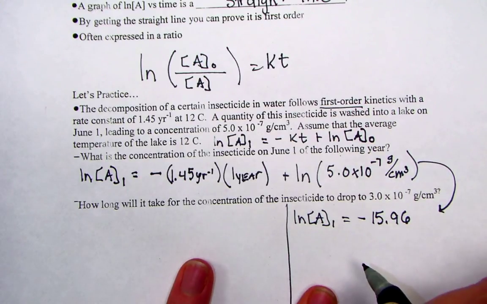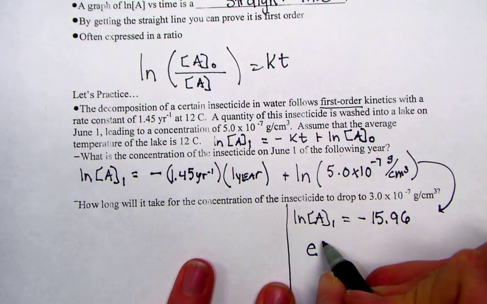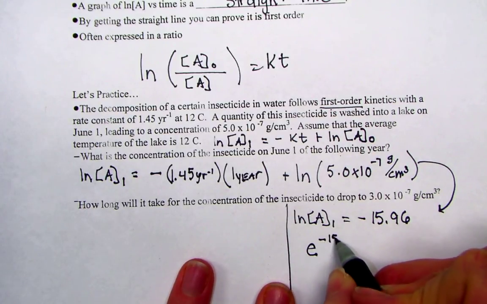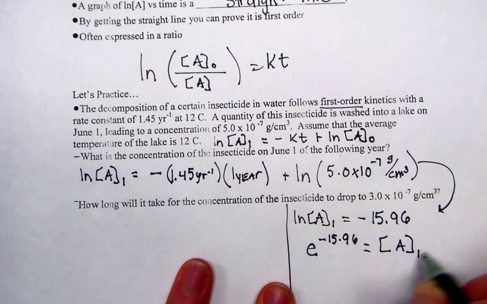We don't want a natural log associated with it. Now if you look on top of your ln key, natural log, you see an e raised to the x. That's known as Euler's number, e. We're going to have to hit that. We want to know e to the negative 15.96 is going to give us the concentration of A 1 year later.